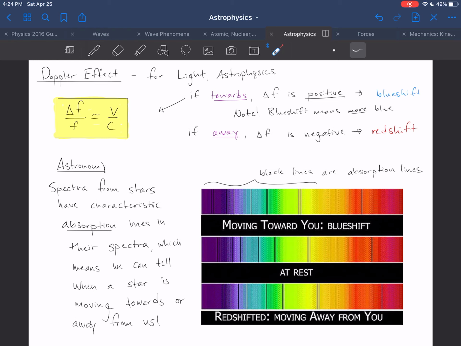Notice I say radial motion because we can't detect any velocity tangential to us. That means we can only detect velocity towards or away from us. If we're over here and the object is moving this way, we wouldn't be able to detect that velocity. So that's the Doppler effect for light and for astrophysics.